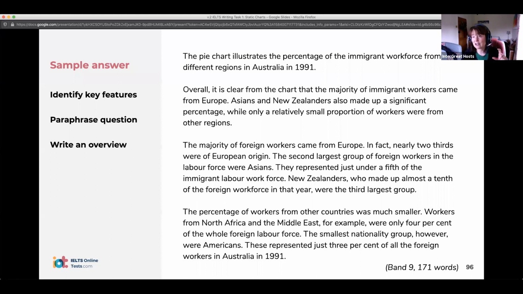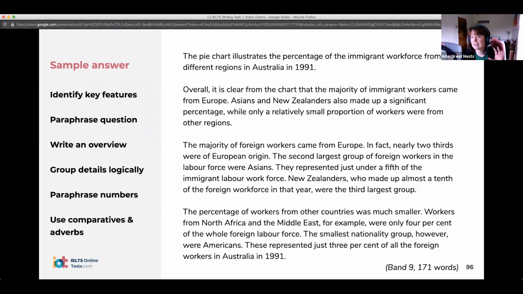Overview with a clear introductory word like overall, and only talking about the main trends in its own paragraph, and then a logical division of the figures into 2 paragraphs, and if you can, use fractions and ratios, and the kind of language that they're looking for here are comparatives, superlatives, and approximate language.